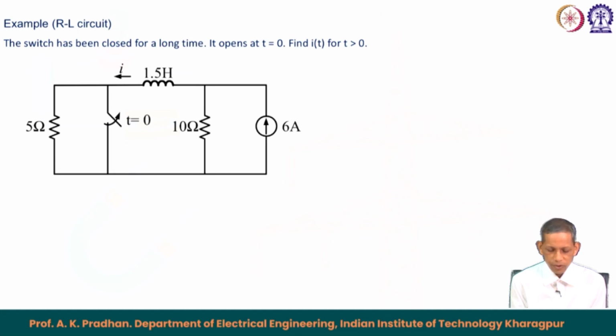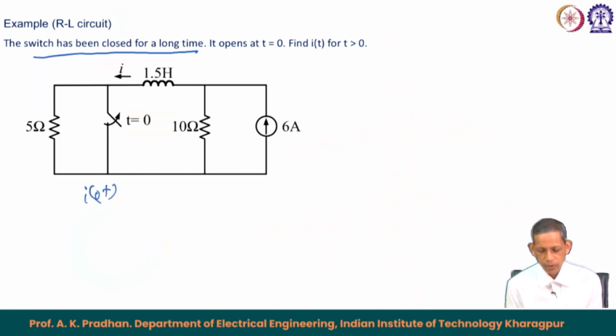Another circuit, the switch has been closed for a long time, and it opens at t equals 0. So, it is open at t equals 0, find I t for this. Again the same relation will apply, two circuits as already mentioned we will do, one for I 0 plus. For this case the inductor current does not change instantaneously, so I 0 plus equals I 0 minus.